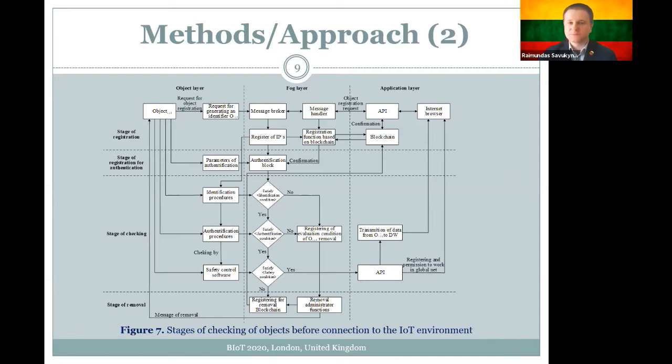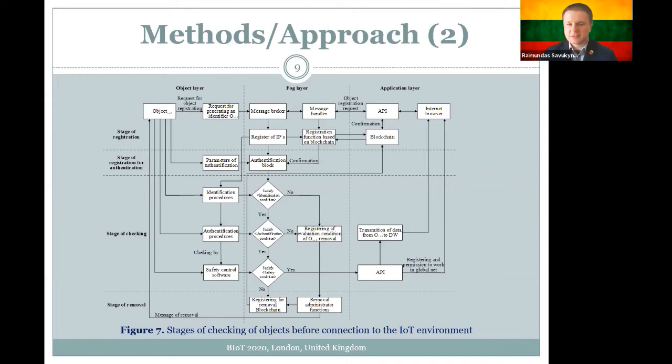At the stage of registration, the object sends a message to the message broker in the fog layer, which forwards the message for processing. An object identifier I consists of at least two variables, I1 and I2, where I1 represents the direction function of the object hardware, and I2 represents the use of a physical unclonable function. The fog object receives a message from the object and applies it to the blockchain using an API in order to verify the object's identity.